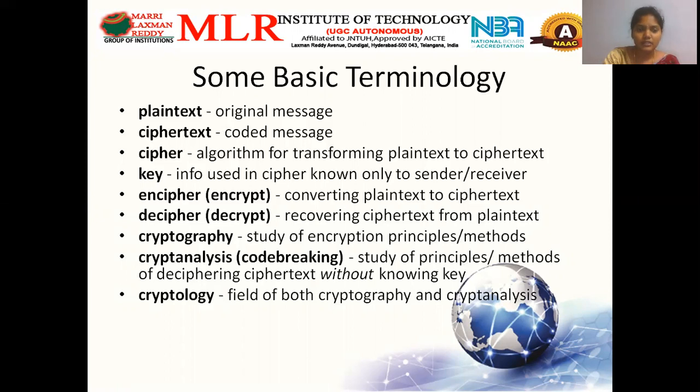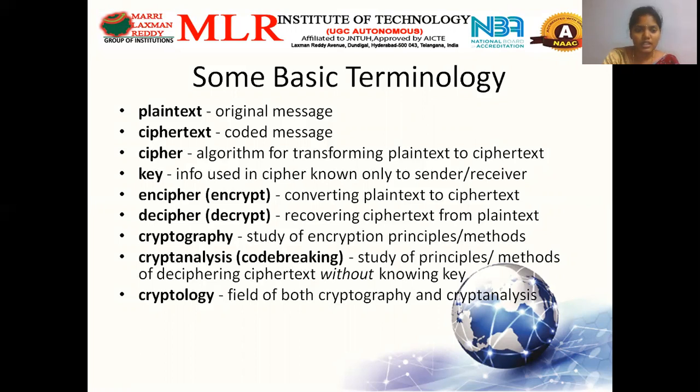Cipher. For converting plain text to ciphertext, we need some algorithms. That algorithm is a cipher algorithm, which is used for transforming the plain text to ciphertext. The next basic word is key. Key means the information used in the cipher, known only to the sender and the receiver.